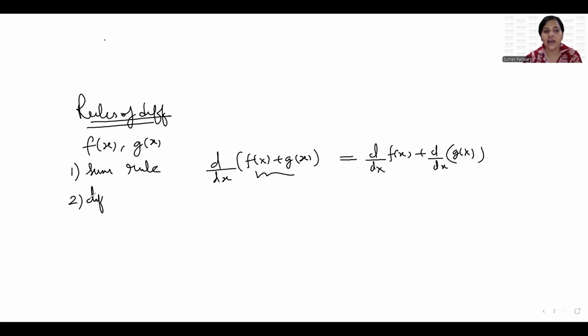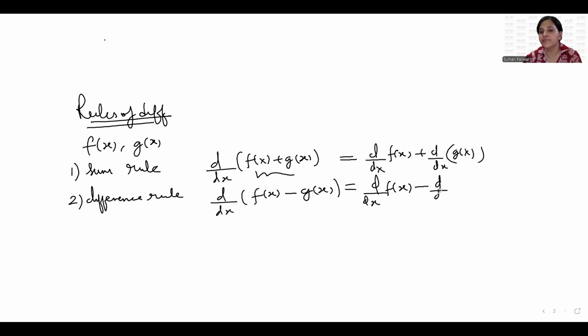Secondly, we will have difference rule. Now, what is difference rule? The derivative of difference of two functions. So the derivative of fx minus gx will be equal to the derivative of fx minus the derivative of gx. So this is sum rule, this is difference rule.